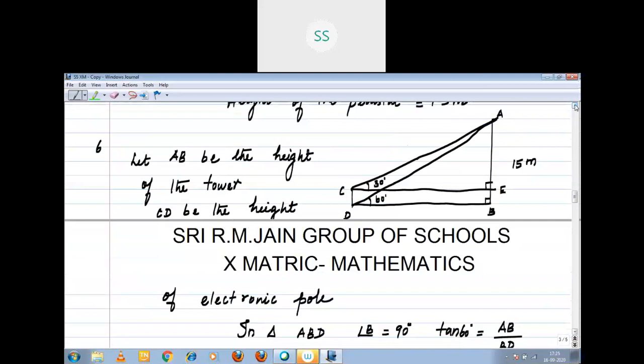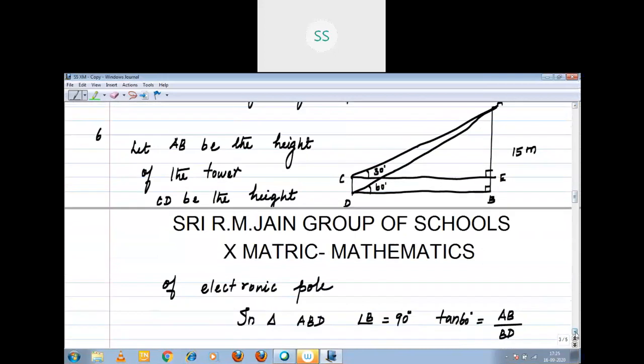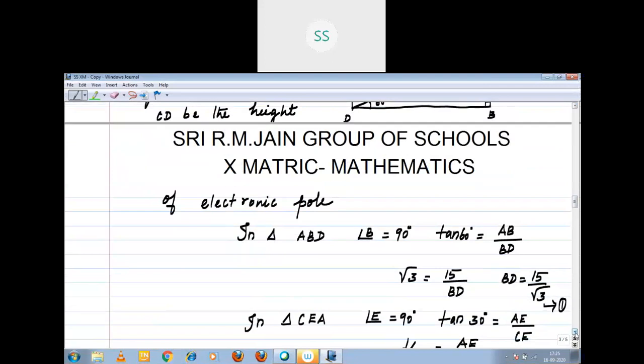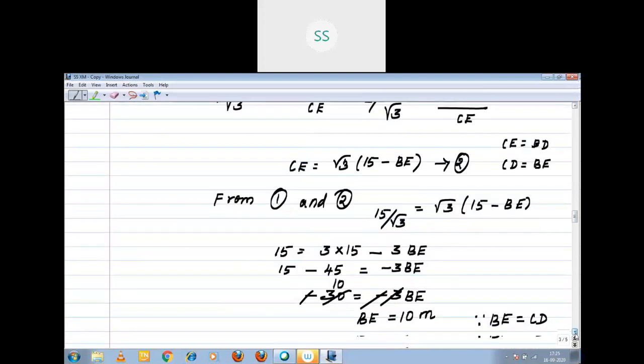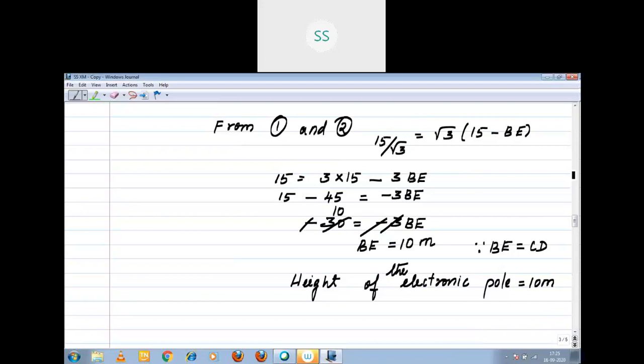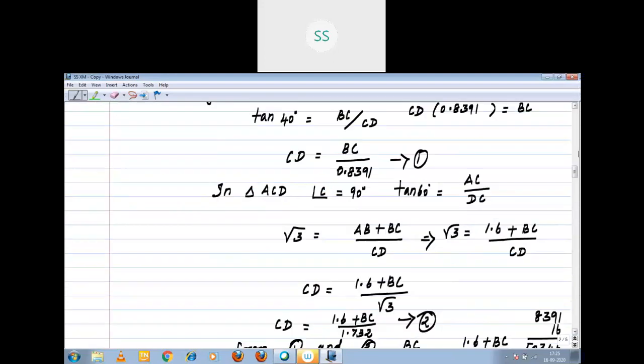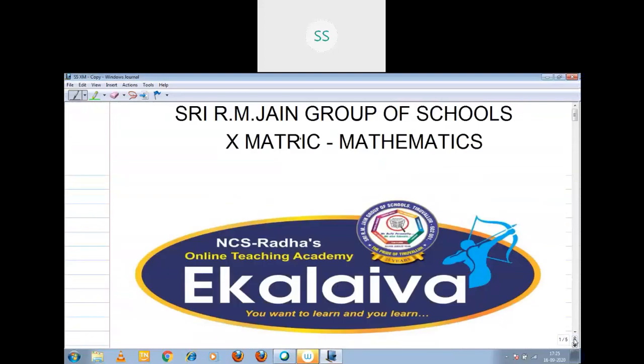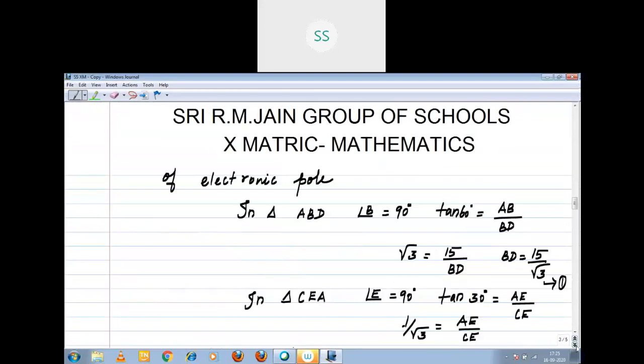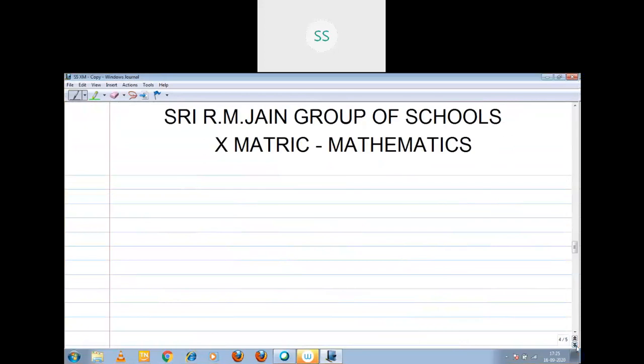BD we got as 15 by root 3. BD is equivalent to CE, and BE equal to CD. The base represents a rectangle or square you can take, but opposite sides are equal. That concept I applied here.